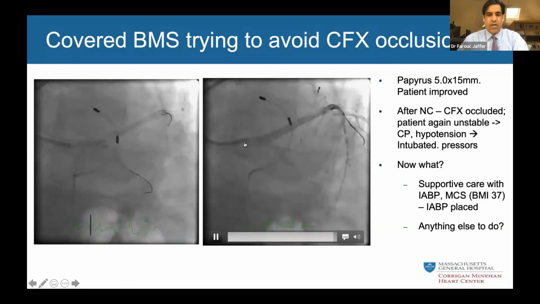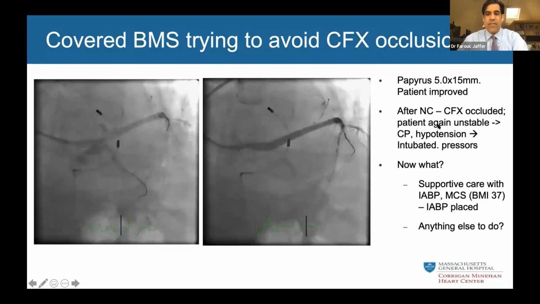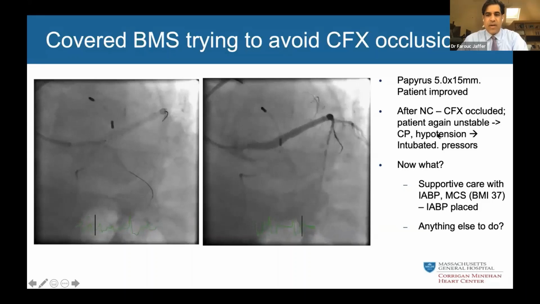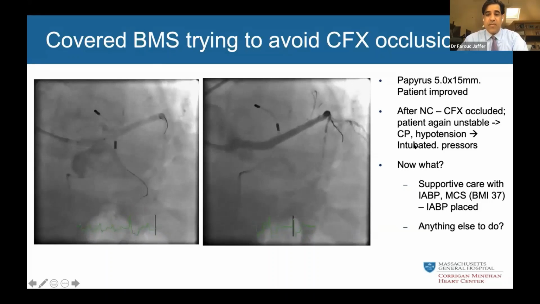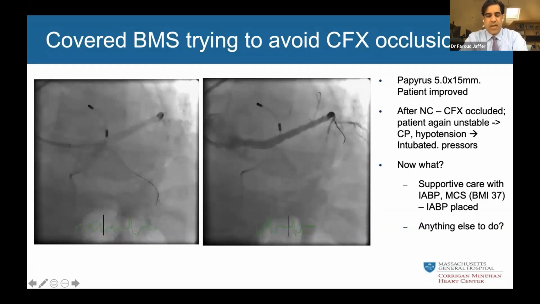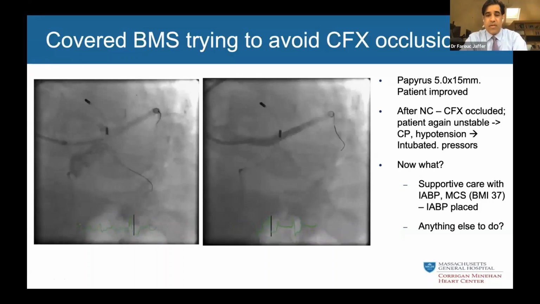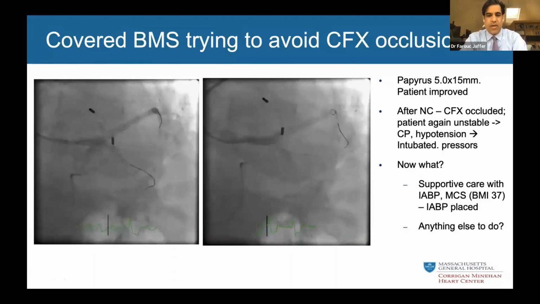And while he actually improved initially, as soon as that circumflex went down, he again became unstable, chest pain, hypotension. He ended up being intubated emergently on pressors. And so now what are our options? And this is where we had to really decide if we were going to kind of push the limits here. Again, emergency surgery really not an option.